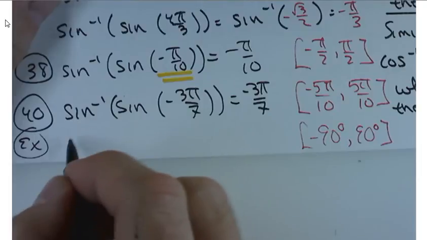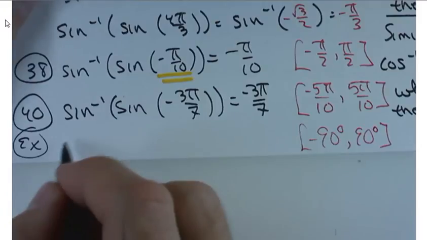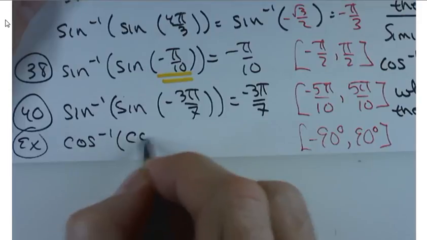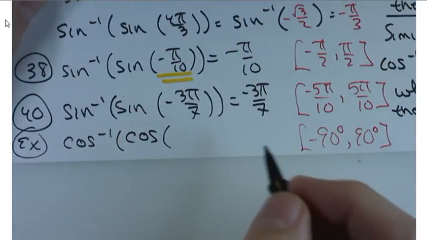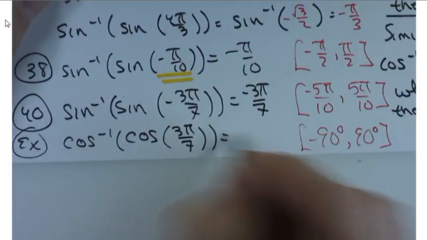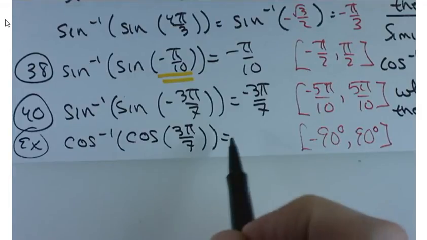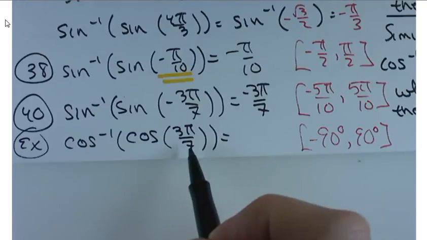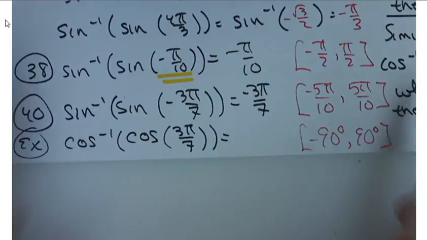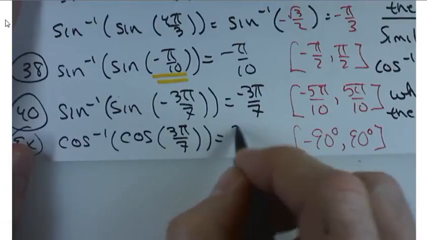By kind of a similar example, let's do the cosine inverse of the cosine of, well, we'll do positive 3 pi over 7. I know from just a minute ago that that's a 77 degree angle. 77 degree angle is in 0 to 180. So these two are going to cancel each other out very nicely.